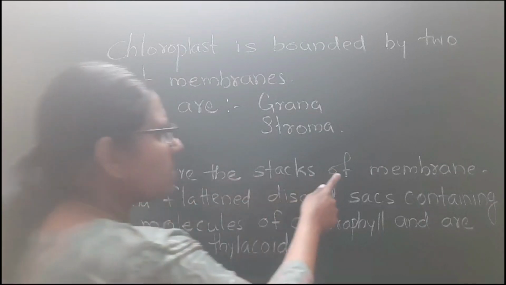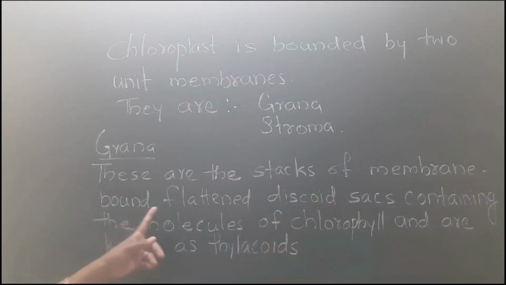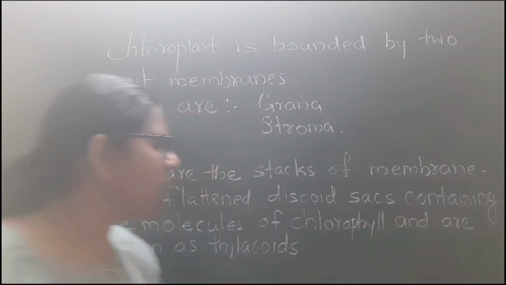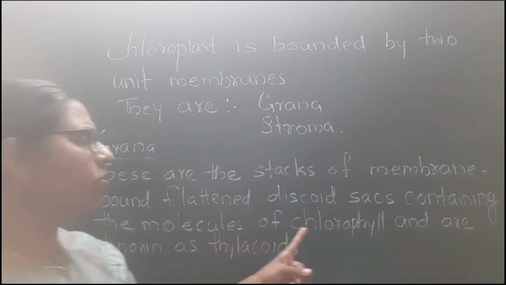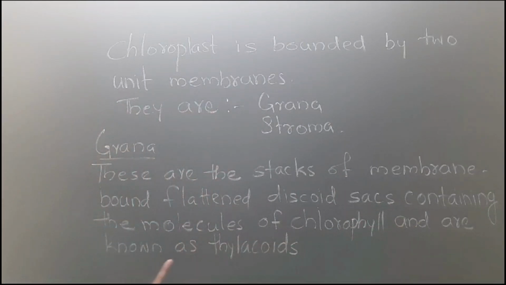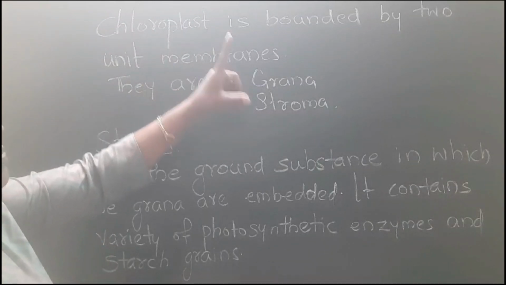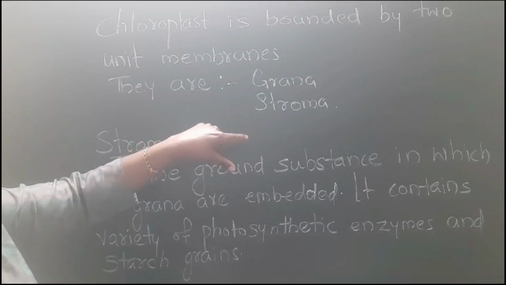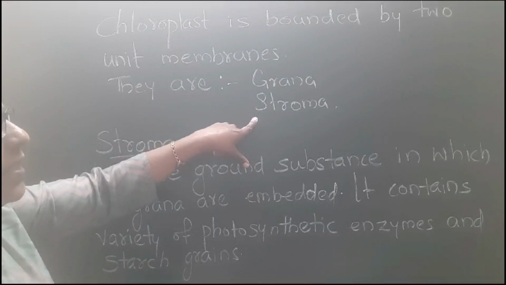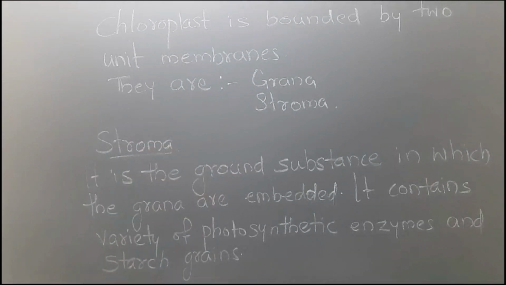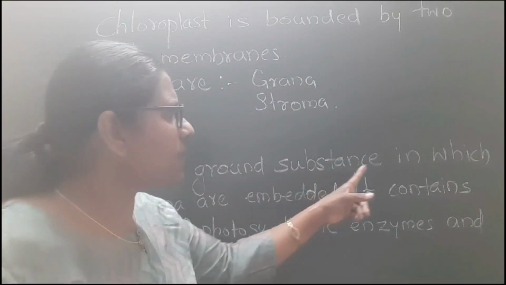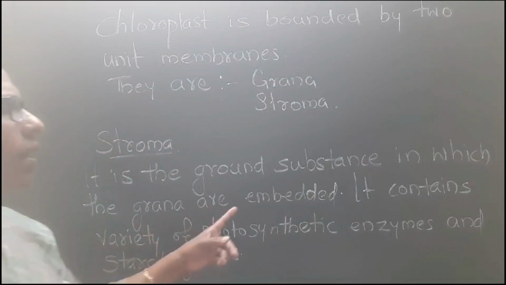These are the stacks of membrane bound flattened discoid sacs containing the molecules of chlorophyll and are known as thylakoids. They are called thylakoids. I said chloroplast is bounded by two unit membranes. Number one grana and number two is stroma. Grana we already learned. Now stroma. It is the ground substance in which the grana are embedded.